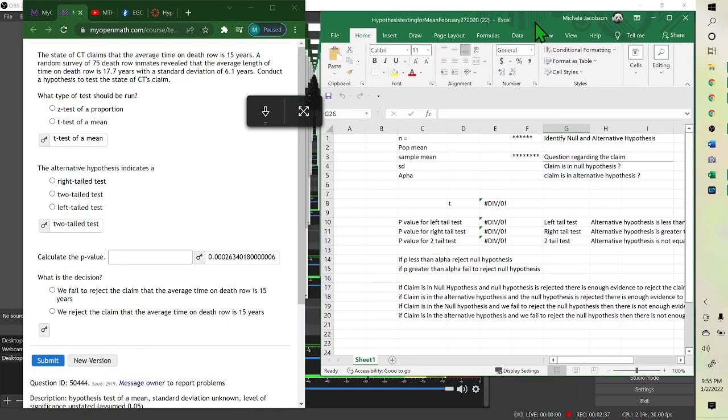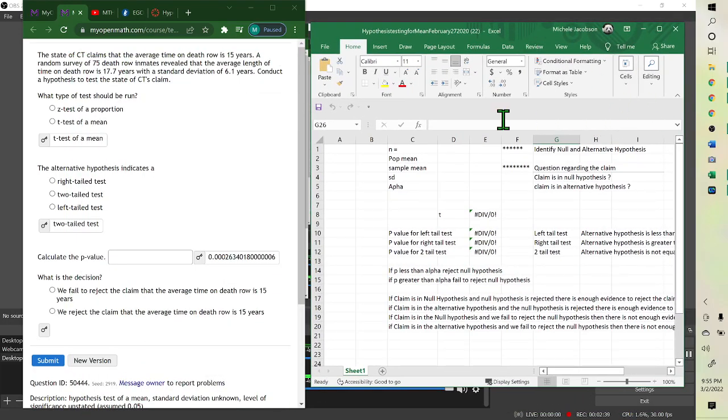So you have to enable editing. That was up here at the top. And then you just plug in right here. Sample size was 75 inmates. Population mean was average time 15. Sample was what we got from the sample, 17.7 with a standard deviation of 6.1.